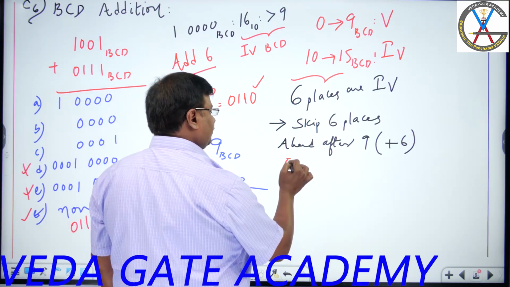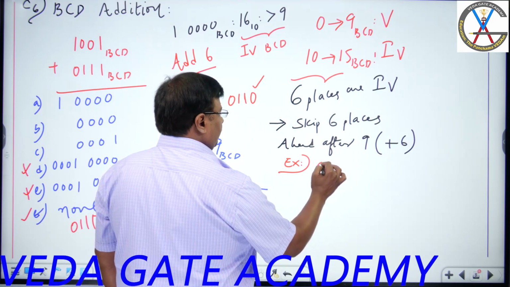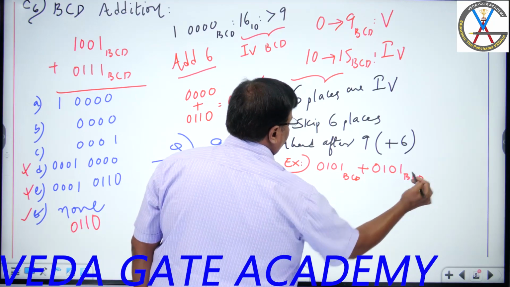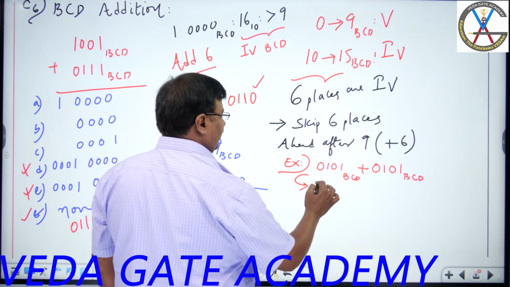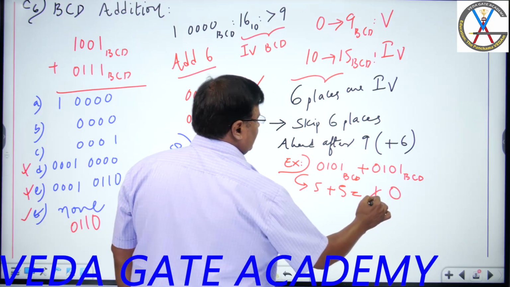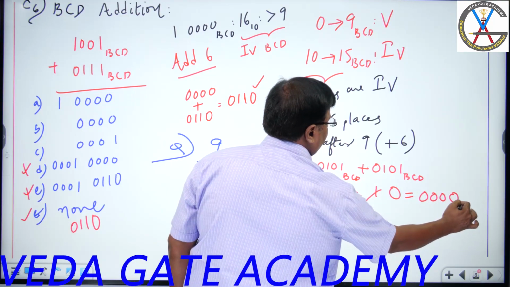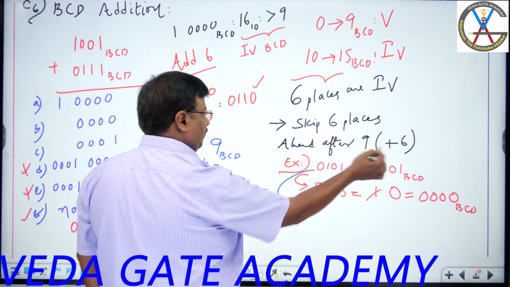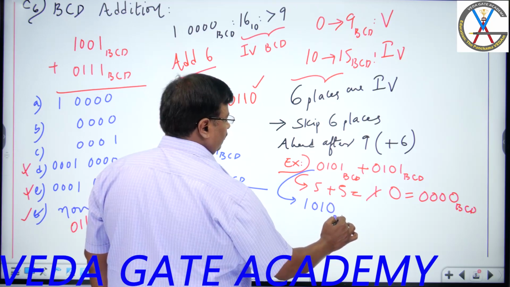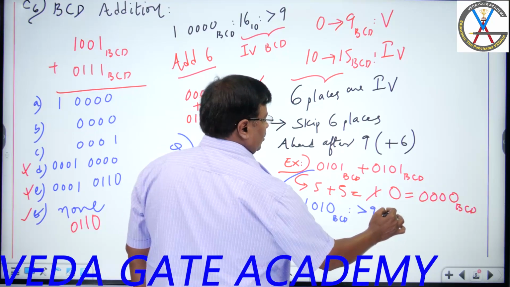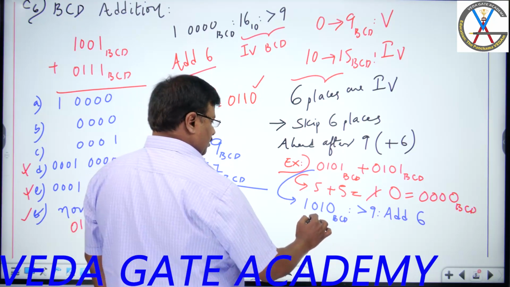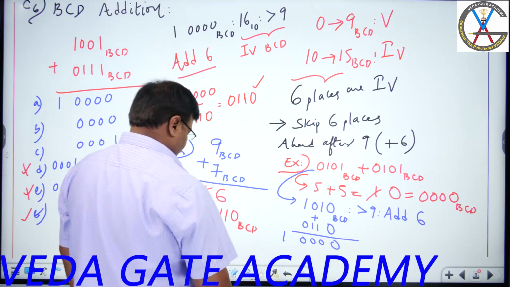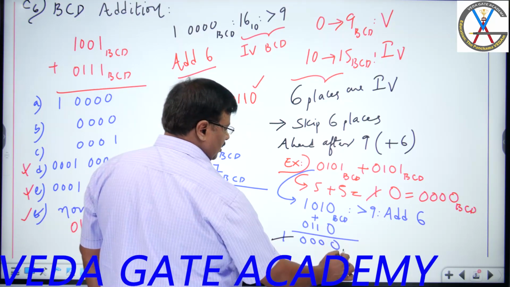And one more example, 5 BCD plus another 5 BCD. Give me the shortcut faster. 5 plus 5 equal to 10. Cancel 1. 0 is the right answer. Isn't it? Fundamental way: 5 plus 5, 10. 10 is 1010. It is greater than 9. So add 6. 10 plus 6 is 16, 1 0 0 0 0. Anyway, you don't need to use the carry value. So this is cancelled. 0 BCD is the right answer.